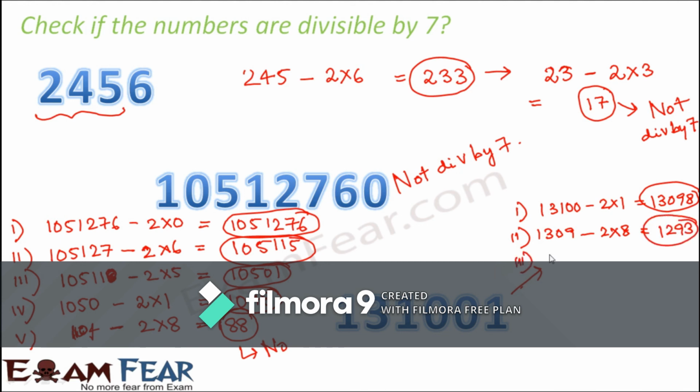This is still a big number. So we will again repeat the process. It would be 129 minus 2 into 3. That is 129 minus 6, which would be 123. Now if we repeat this process one more time, then we will be able to reach a smaller number. So we get it as 6. Now is 6 divisible by 7? No, it is not divisible by 7. Therefore this number as a whole is also not divisible by 7. So in this fashion we can decide if a number is divisible by 7 or not.